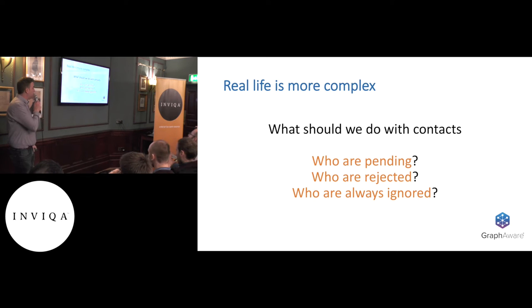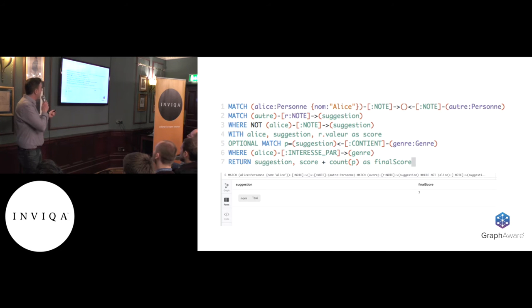What should we do with contacts that are pending, that actually already requested you to be a friend? Those that we rejected, and those that we always ignore. If you always present the same five people and people ignore it, should you recommend always the same five people? It doesn't make sense. So this was the miss list slide.